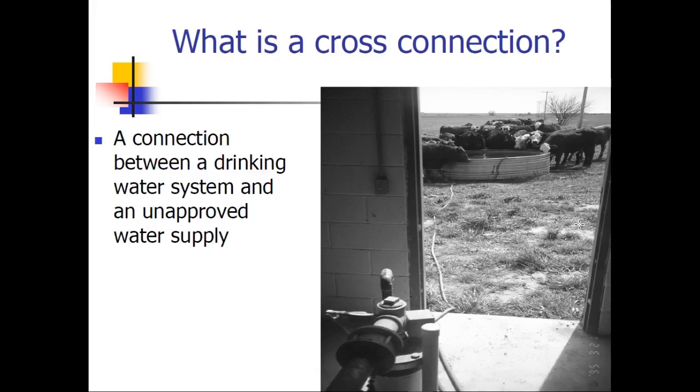What's a cross connection? We've talked about this a little bit, but it's a connection between a drinking water system and an unapproved water supply. So again, what we're looking at, we've got a wellhead, we've got a drinking water hose that's feeding into the cattle trough. Now, if all of a sudden we get some back siphonage, what's going to happen? It's going to come right down this hose and go right down into our well and taint that aquifer below the ground. Now, that's when we get into polluting our aquifers.